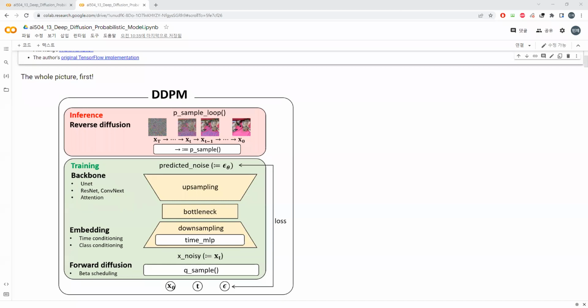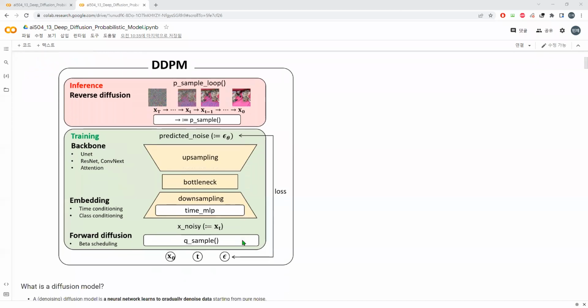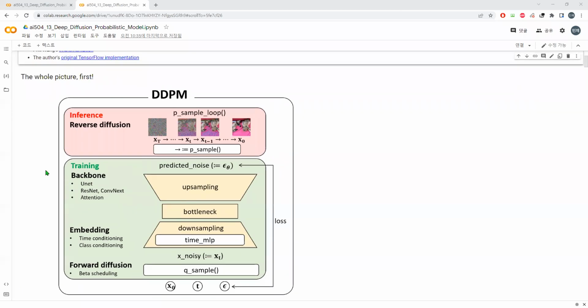So let me briefly recap the theoretical part. This figure is for explaining the specific modules in this practice session material and their meaning in the original DDPM paper.